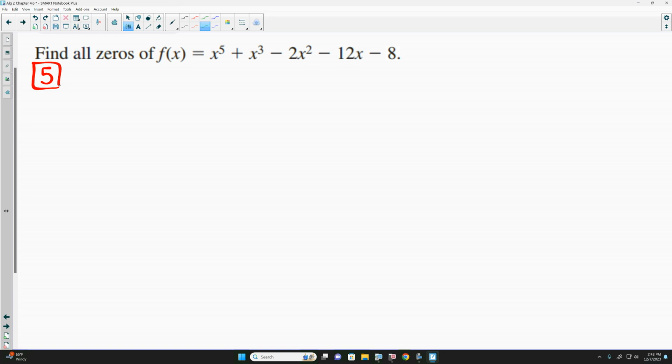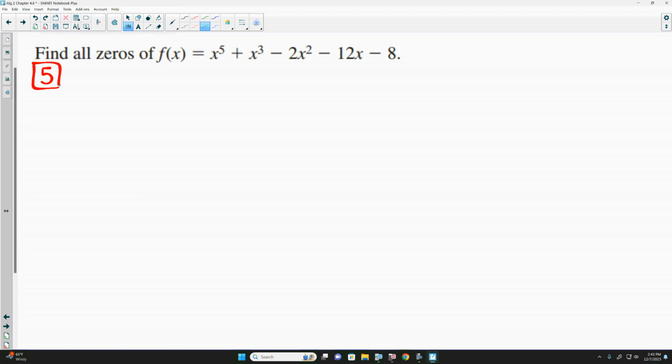So if a solution appears 2 or 3 times, we count it as 2 or 3. We count it each time. Does that make sense? So we're not counting it as one. If 2 appeared twice, we count it as 2 solutions. That's also why, if we think back to our section on quadratics, some of our solutions weren't unique, but they were still 2 solutions. That's what it's talking about.